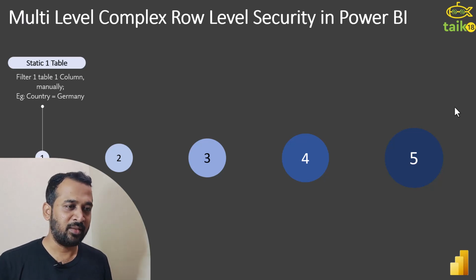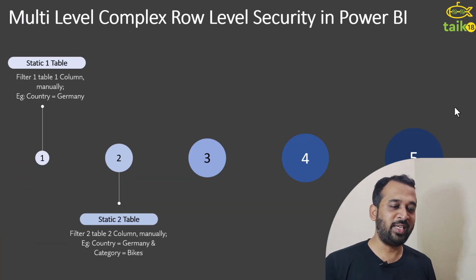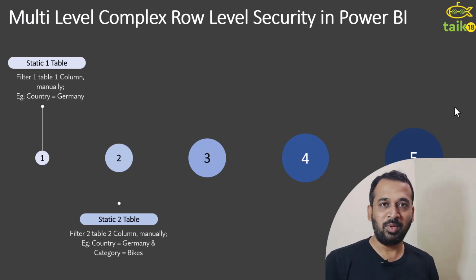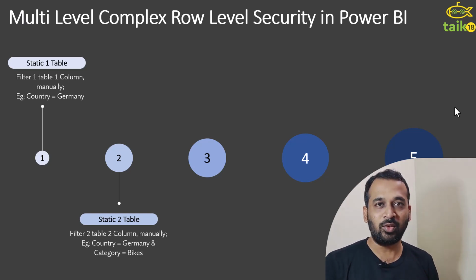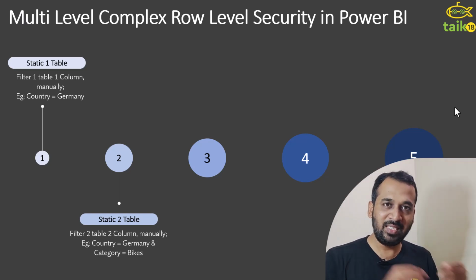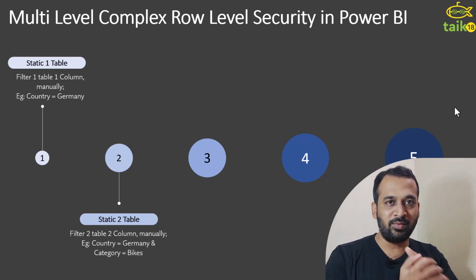That's the basic thing. The next thing we can do is static two table filters. We can filter two tables and two columns manually. Again, it has to be manual. For example, country equal to Germany and category equal to bikes. Then we can create that role with these filters, and assign that role to an AD group in Power BI service.